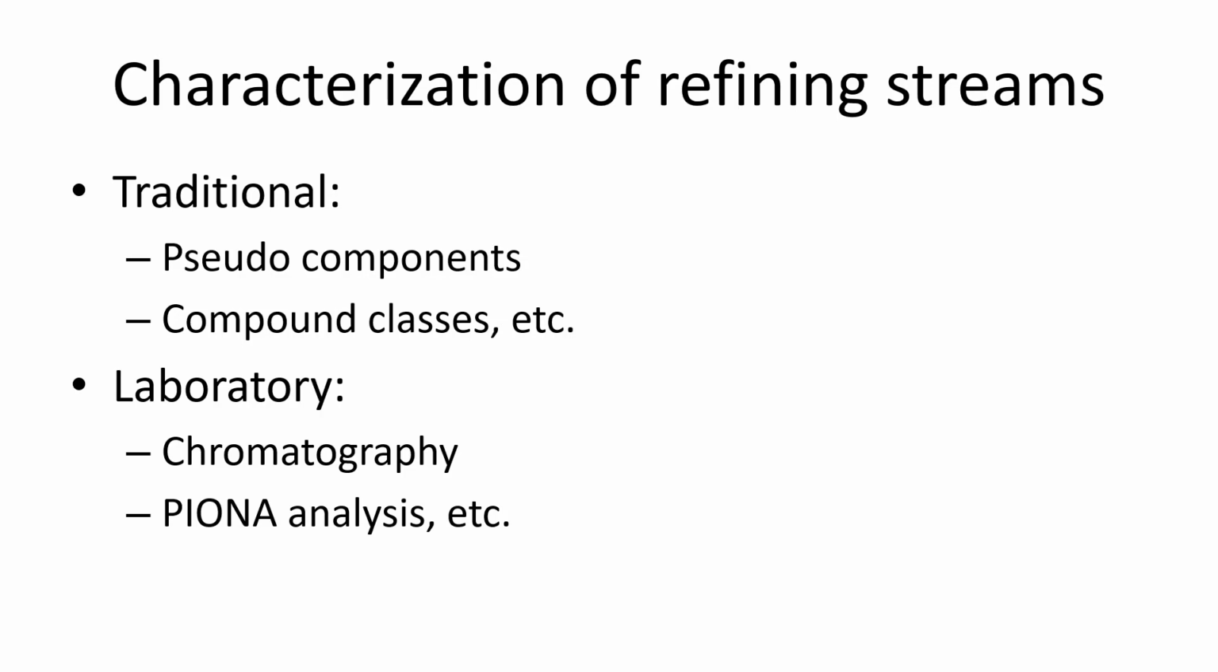There are two approaches, the traditional approach and the more advanced approach. The traditional approach starts from the fact that refineries have many components, hundreds or maybe thousands, and it's impossible for us to model each and every one of those thousands of components. So traditionally, people lump these components together.